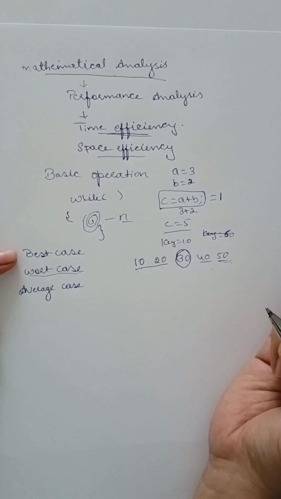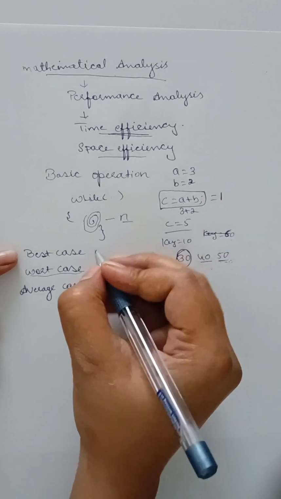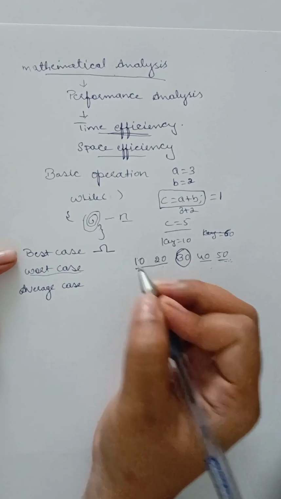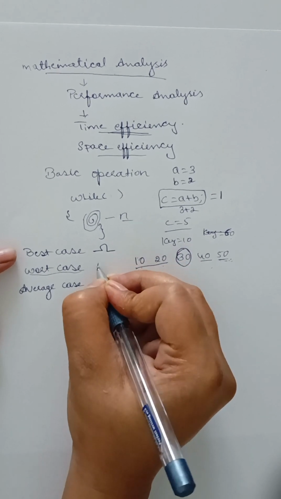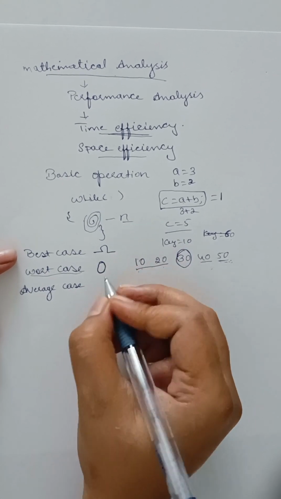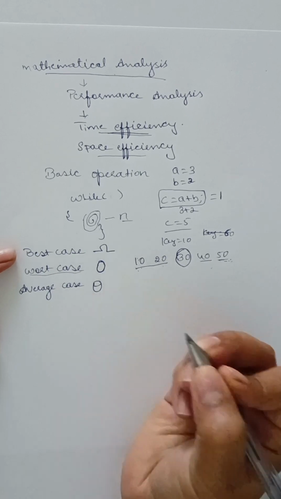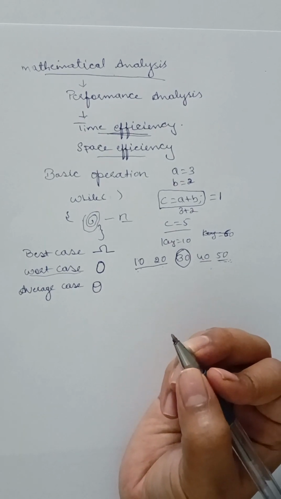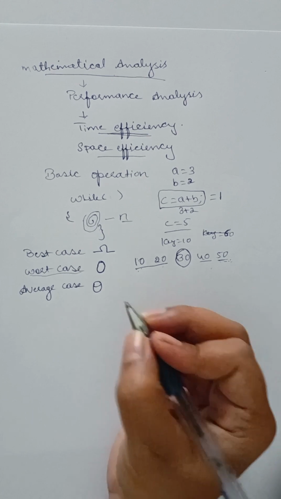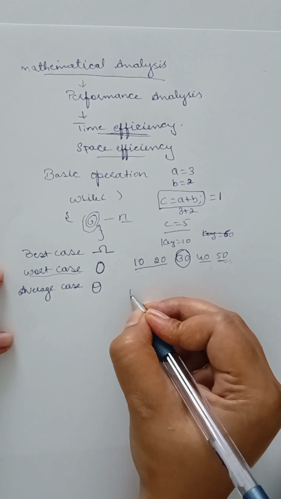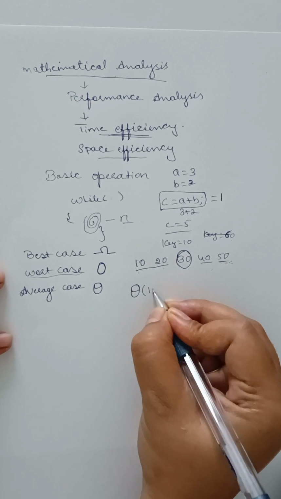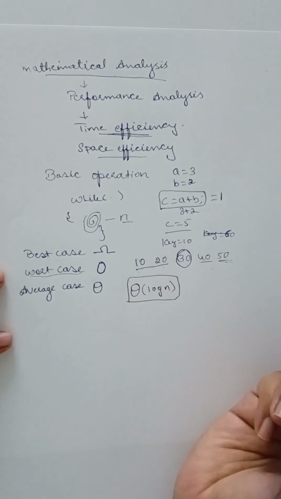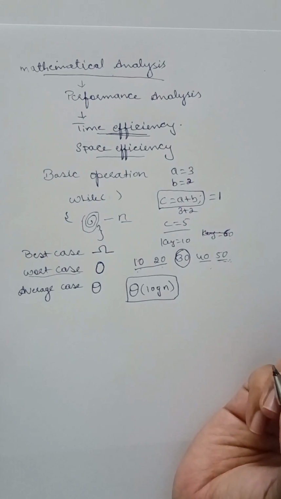So here, the asymptotic notations I have told. We'll use the notation omega for the best case. Then for the worst case, big O. And for the average case, we'll write theta. For example, if the time taken by the algorithm is log n, and it comes under the average case, then I'll write it as theta of log n. So this is how I'll write the mathematical analysis for any algorithm.